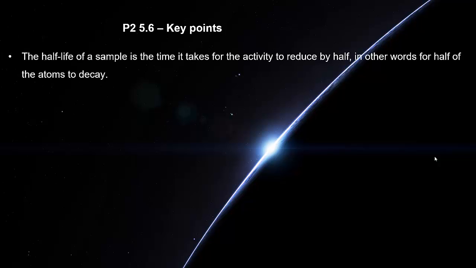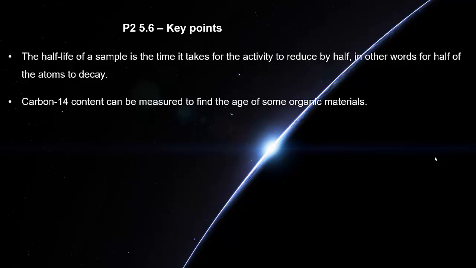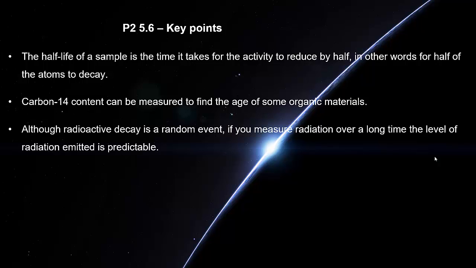The half-life of a sample is the time it takes for the activity to reduce by half. In other words, for half of the atoms to decay. Carbon content can be measured to find the age of some organic materials. Although radioactive decay is a random event, if you measure radiation over a long time, the level of radiation emitted is predictable.